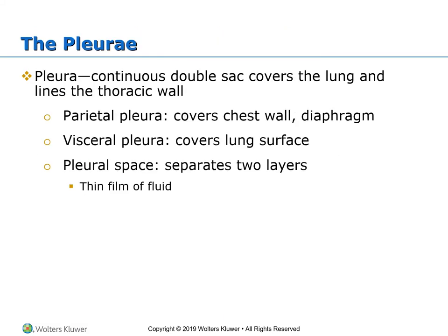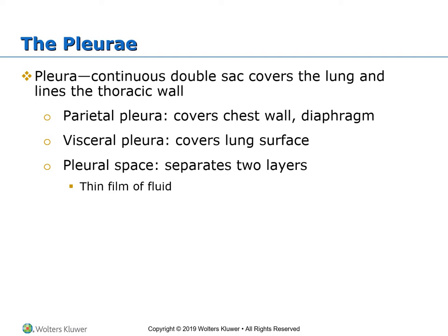We'll discuss now the lung cavities and the pleurae. So, as I said before, the lungs are occupying a good deal of the thoracic cavity. And the thoracic cavity is separated from the abdominal cavity through a very well-defined and developed muscle that is called the diaphragm.